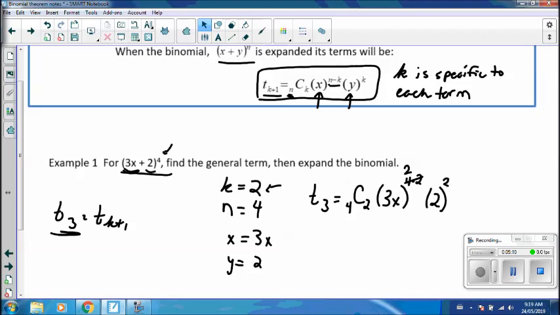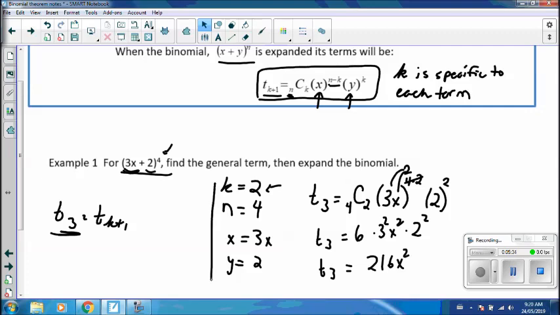So 4 choose 2, that's 6, times 3 squared x squared. Remember to apply this exponent here and here, times 2 squared. So if I put that in my calculator and multiply it out, I end up with 216x squared. Okay, and so that's how I use the formula. I like to write down what's k, what's n, what's x, and what's y, and then it's just a matter of putting all of that into the formula which is on our sheet. So this is really just a procedural sort of thing.